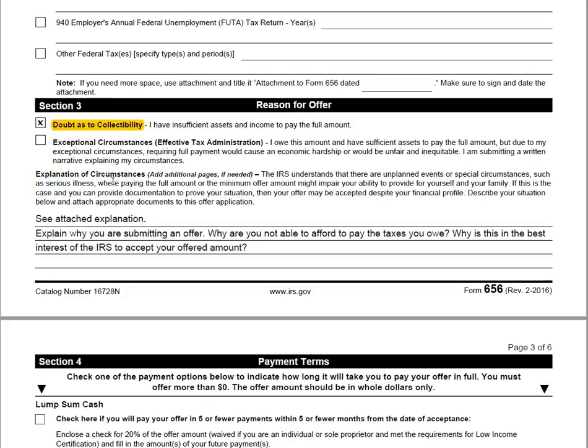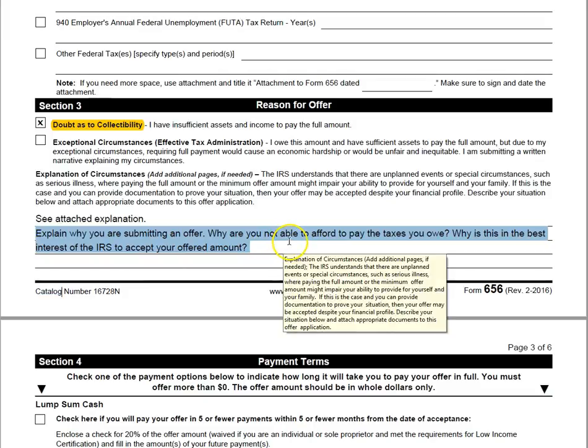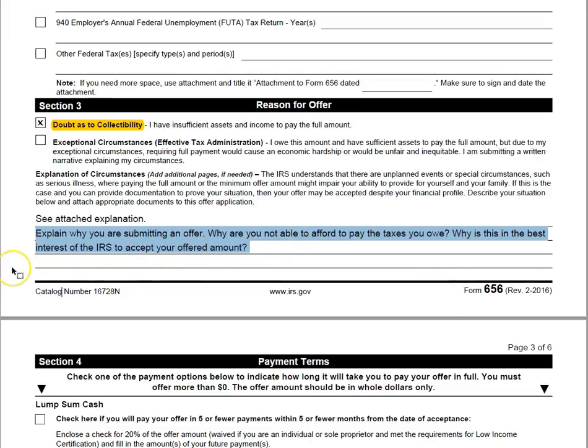At True Resolve Tax, we usually end up attaching a 2 or 3 page explanation to fully explain the circumstances of why we're submitting an offer for a client. So we usually just have "see attached explanation" right here, and then we attach our explanation. However, I have put a note here that you want to explain why you are submitting the offer, why you're not able to pay the taxes you owe, and why you think the amount you're offering is in the best interest of the IRS to accept.